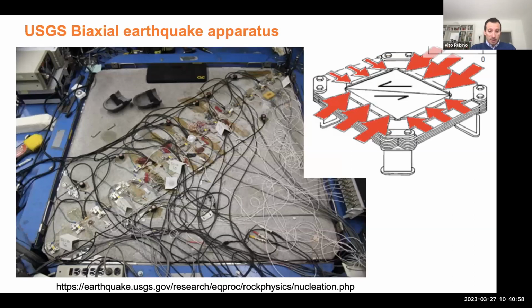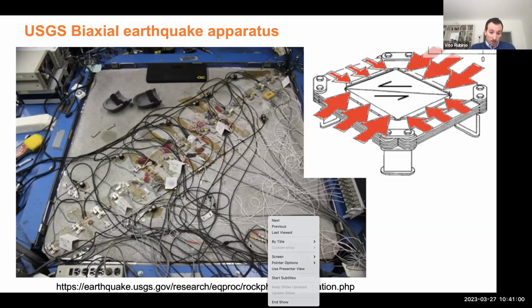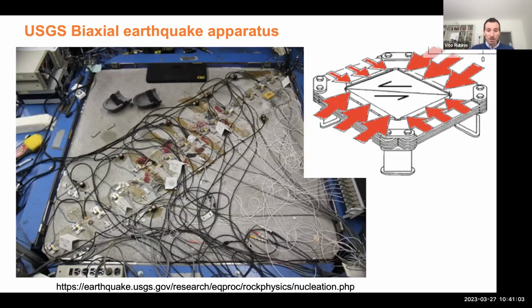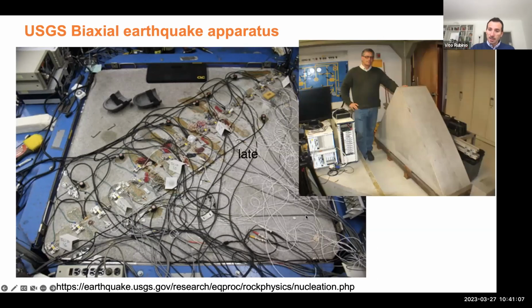Now, nonetheless, people use rocks in several setups. This is an example of a setup at USGS. You can see the diagonal here is 2 meters long. Of course, it has the advantage that this is a natural material, but the disadvantage that it's a little bit cumbersome to operate.